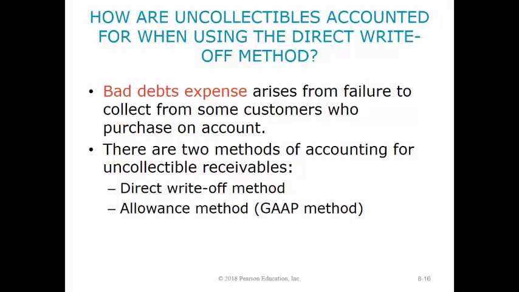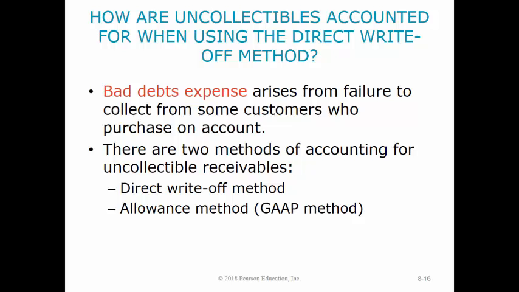Customers' accounts receivable that are uncollectible must be written off or removed from the books because the company does not expect to receive cash in the future. Instead, the company must record an expense associated with the cost of the uncollectible account. Bad debts expense is the cost to the customer of extending credit. It arises from the failure to collect from some credit customers.